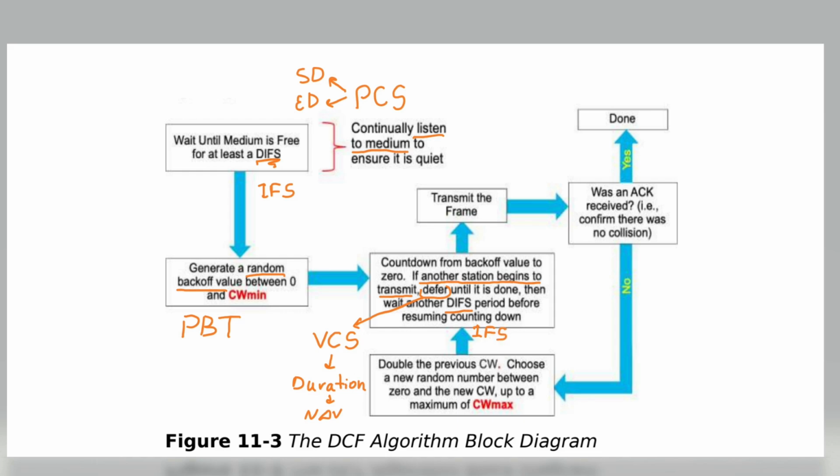If an acknowledgement is received, then success, well done everyone. If an acknowledgement is expected but not received, we return to the medium, wait for DIFS, select a new Backoff timer from the doubled range of possible values, and continue trying.